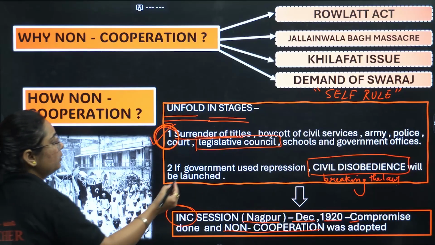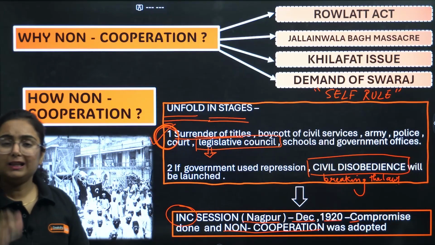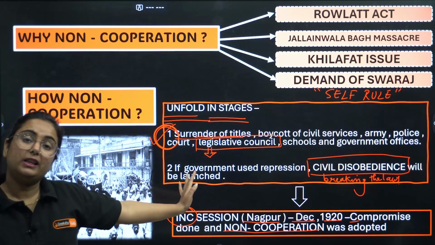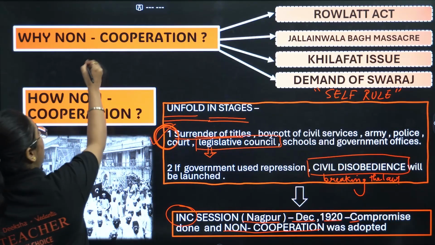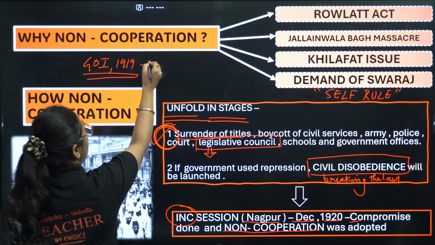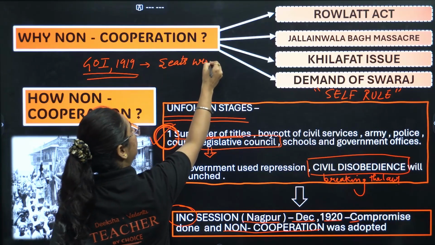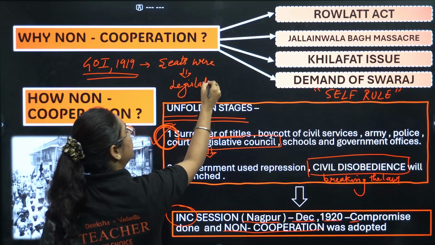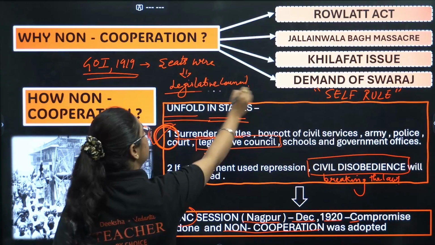Because I want to tell you that the issue is about this legislative council. All the members of Indian National Congress were very much ready to accept other things except this boycotting of Legislative Council. I want to tell you that by the Government of India Act 1919, seats were given to Indians in their Legislative Council, like the parliament we have today. Okay, they have given some seats to Indians.